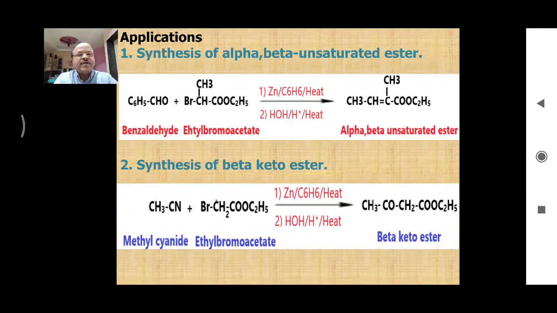The second important application is that it is used in the synthesis of beta ketoesters. Now see the example, methyl cyanide. On reaction with ethyl bromoacetate using the usual reagents of the Reformatsky reaction, we get here beta keto ester, CH3COCH2COOC2H5. So this is how we can synthesize a variety of beta keto esters using Reformatsky reactions. So this is about the Reformatsky reaction.